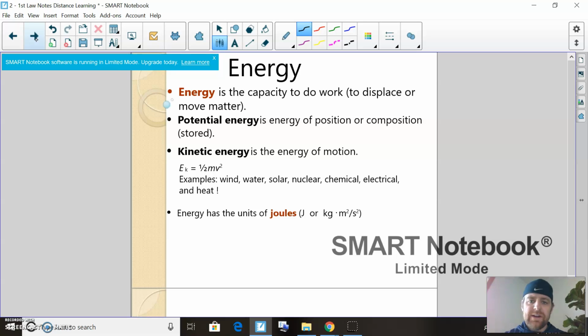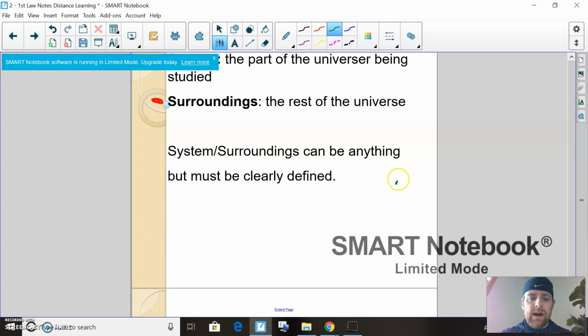What is energy? The definition of energy is the capacity to do work, like to move matter. Potential energy is the position where it's stored, and kinetic is moving. The classic example is a car standing still on the top of your driveway. It's got a lot of potential energy. Actually moving it down the driveway is what we call kinetic energy. That's a lot of physics in there.